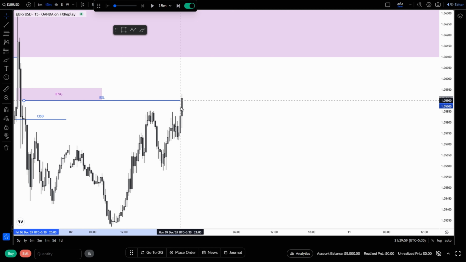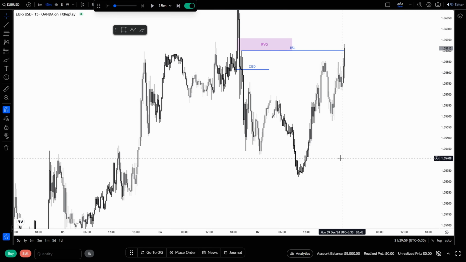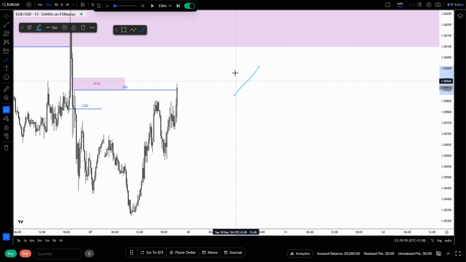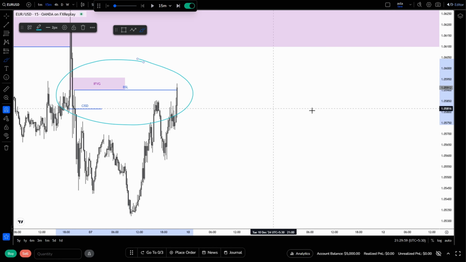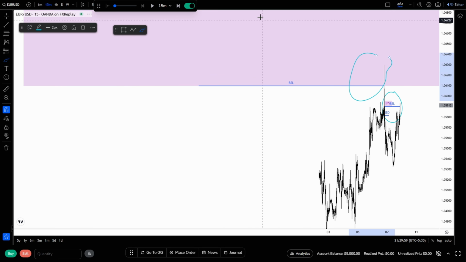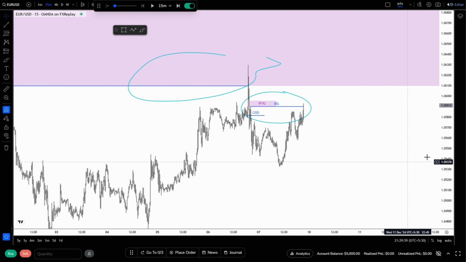This is how I build my daily bias step by step, without guessing, without predicting, and without forcing trades. I simply observe what the market is telling me, align with it, and then wait for execution opportunities.